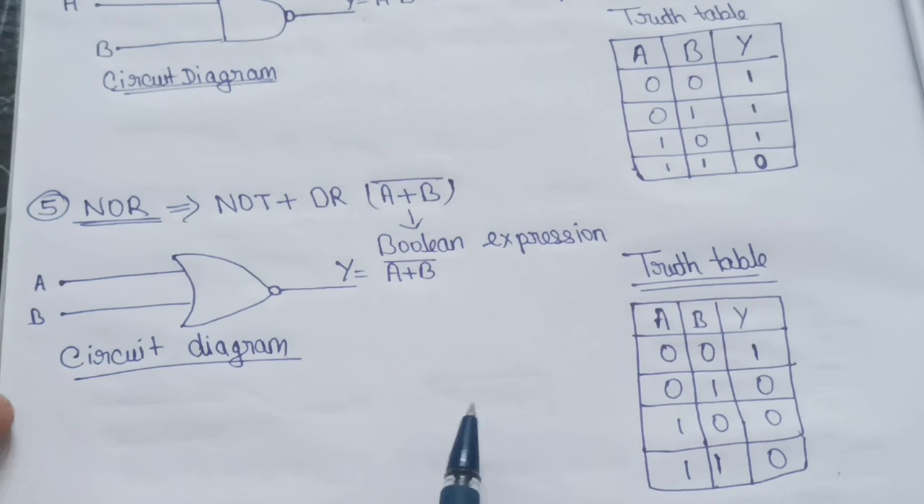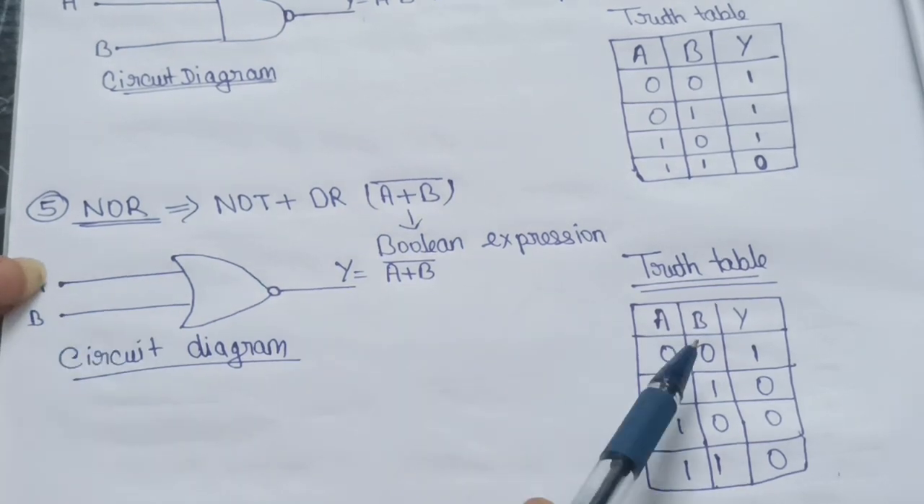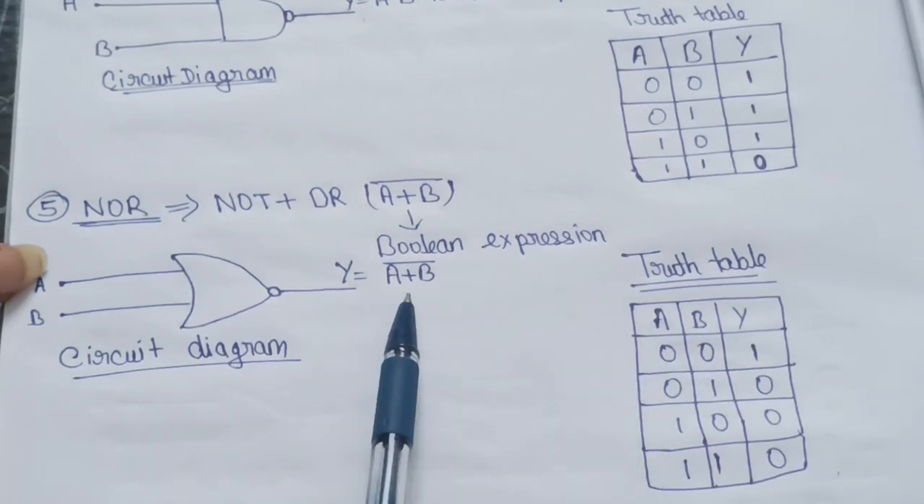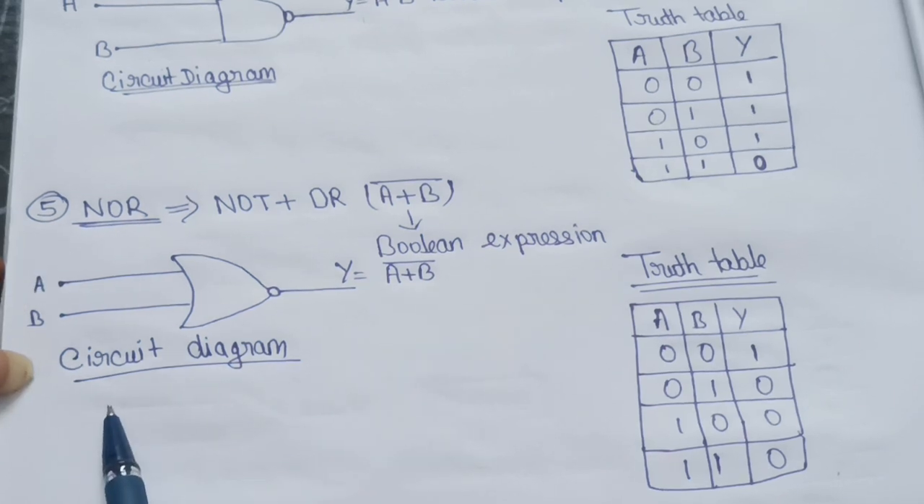Okay, so this is the truth table of the NOR gate, this is the Boolean expression of the NOR gate, and this is the circuit diagram of the NOR gate.